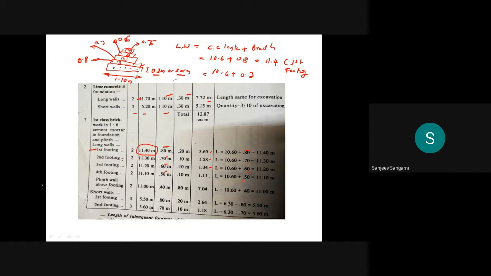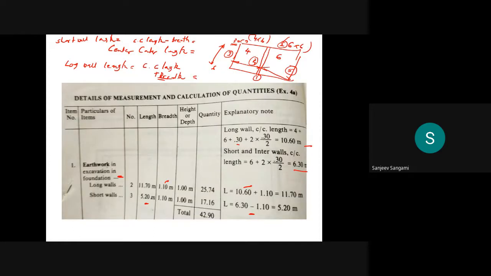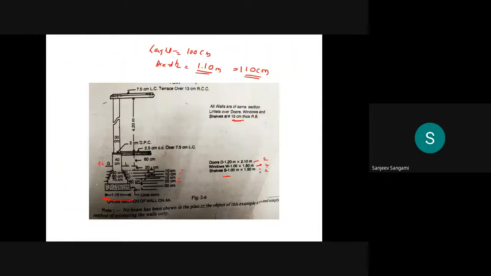Then next is the plinth wall above the footing. This you can see in the section. See, this is up to 10 centimeters. We have walls here. So this is the plinth wall till ground level. This section you can see.